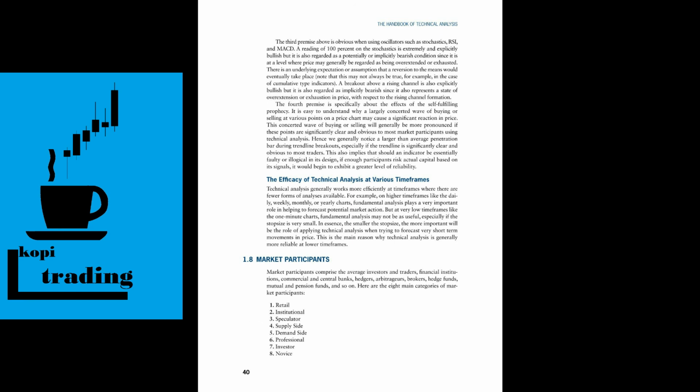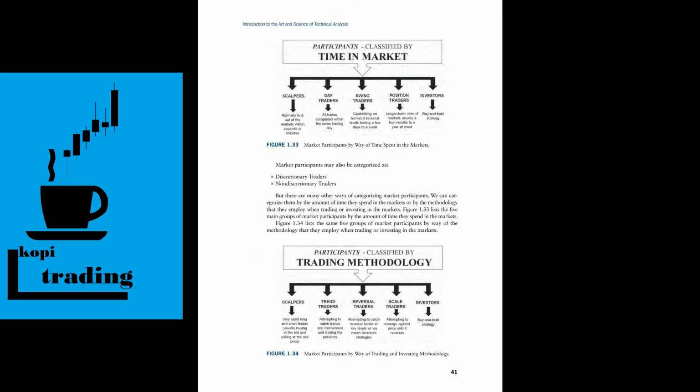1.8 Market participants. Market participants comprise the average investors and traders, financial institutions, commercial and central banks, hedgers, arbitrageurs, brokers, hedge funds, mutual and pension funds, and so on. Here are the 8 main categories of market participants. 1. Retail. 2. Institutional. 3. Speculator. 4. Supply side. 5. Demand side. 6. Professional. 7. Investor. 8. Novice.